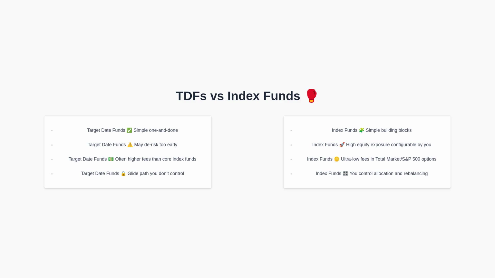Let's compare. Target date funds are convenient and provide a one-fund solution. However, they often de-risk earlier than some long-horizon investors might prefer, and their expense ratios can be higher than the lowest-cost index options in the same plan. Additionally, you cannot fine-tune the glide path. By contrast, broad market index funds are simple but modular. You can dial in your equity exposure, typically at much lower fees. You also control when and how to rebalance. For many long-term savers, this flexibility and cost advantage can translate into higher expected growth.